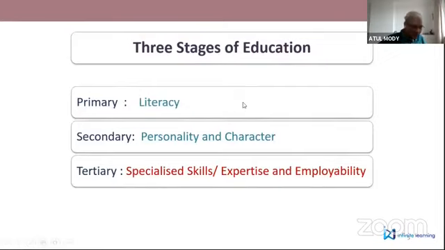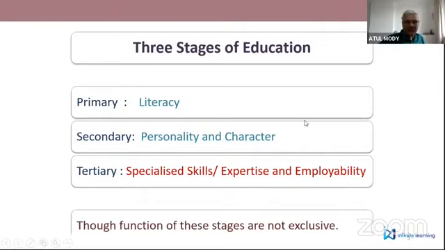Primary education is mostly about the literacy. Secondary actually shapes personality and character of the students, which you can't do once they come to tertiary stage. And tertiary stage, you are only focusing more on specialized skills, expertise, and employability. And that's what is happening. So quite a bit of this is already done. But I'll tell you where the exception happens. And of course, as I said, these three stages are not exclusive. So there is always personality and character building at tertiary level also, at primary level also, and so on.